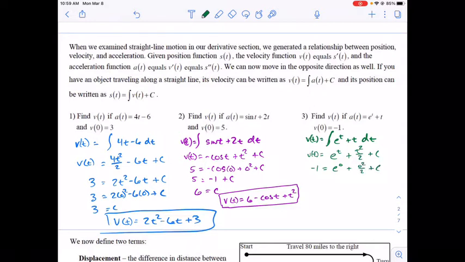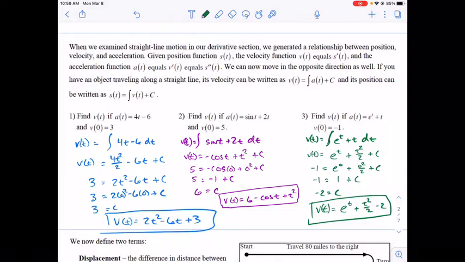So this gives us a negative 1, this becomes 1, and then we have plus c, the other one's 0. Subtract 1, and that's going to give us negative 2 is equal to c, which gives us v of t is equal to e to the t plus t squared over 2, or 1/2 t squared, and then we put minus 2. So kind of just a refresher there.